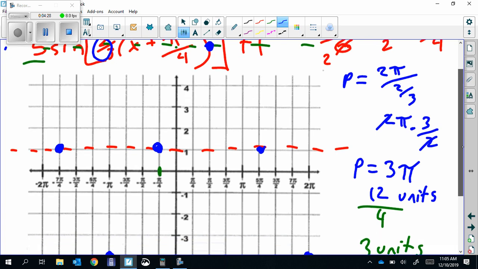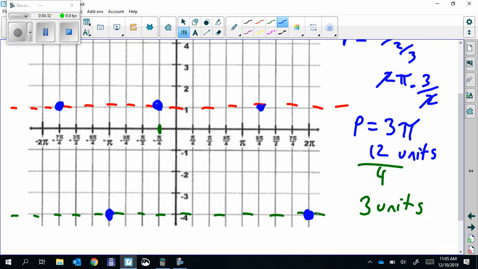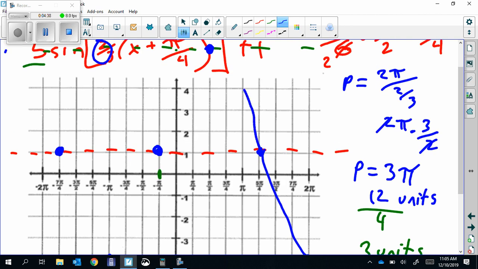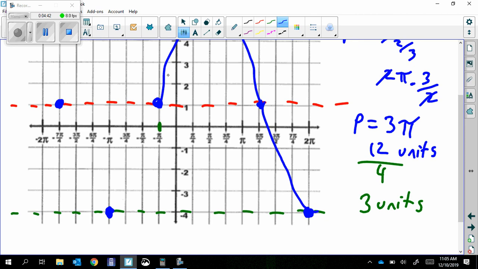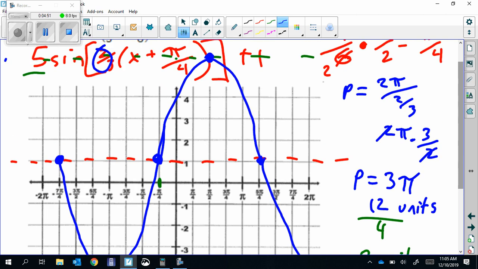So our graph just needs to connect those. So from here, just connect the points we drew. It'll be heading towards that other one, kind of like that. There's our graph.